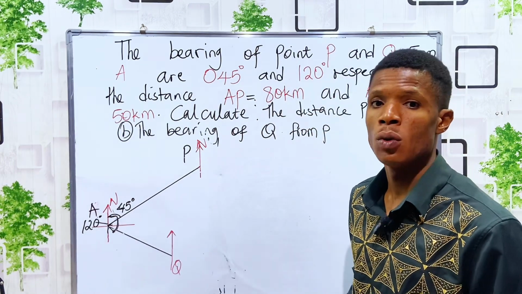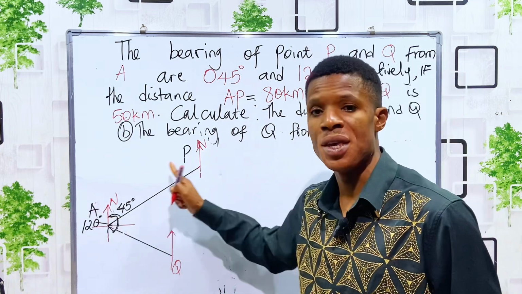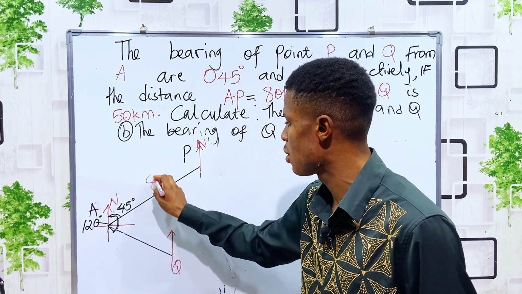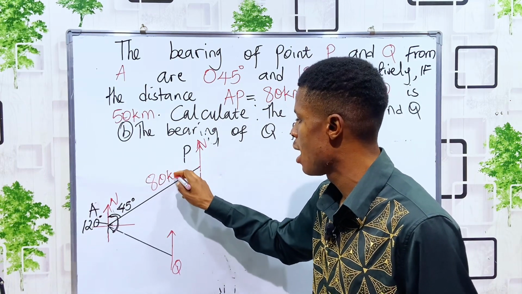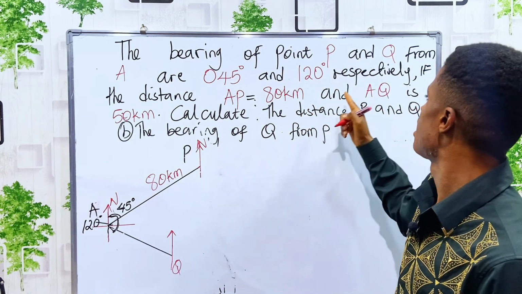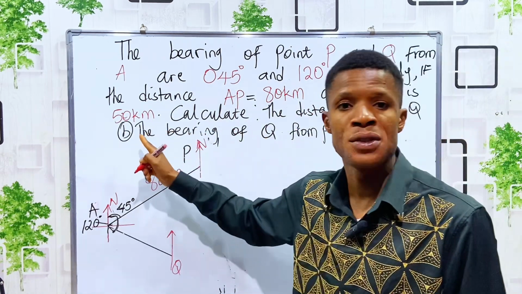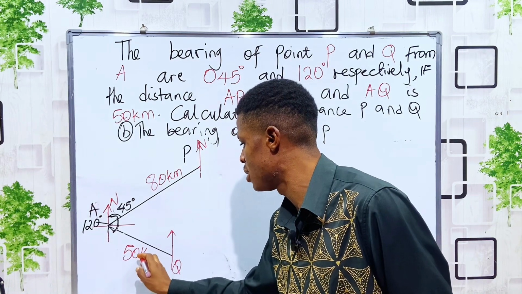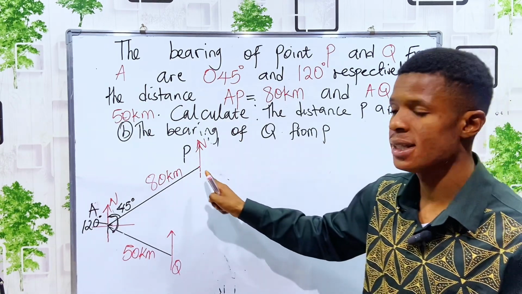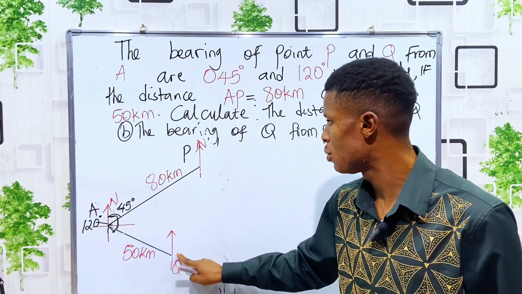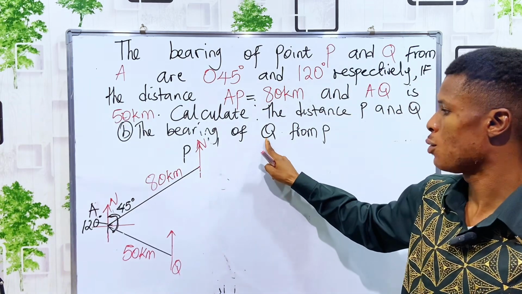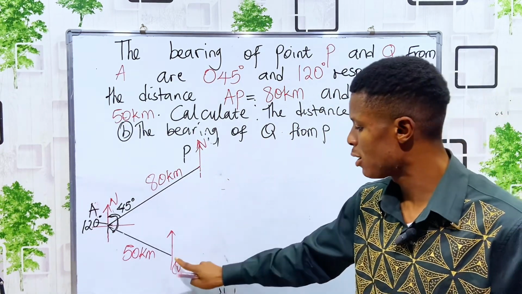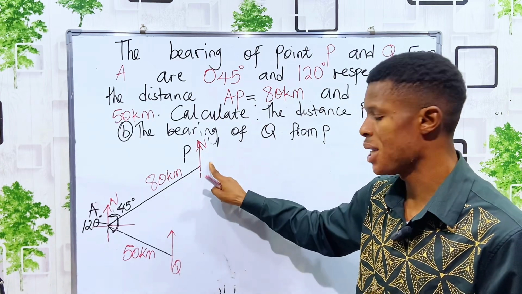We are also told that the distance AP is 80 kilometers, so here is 80 kilometers. And the distance AQ is 50 kilometers, so here is 50 kilometers. We are told to calculate the distance between points P and Q, and the bearing of Q from P.